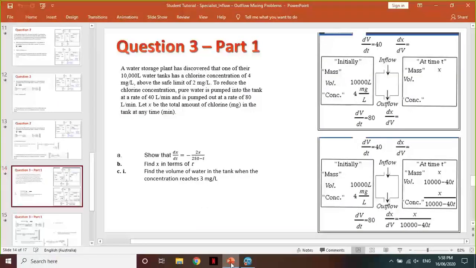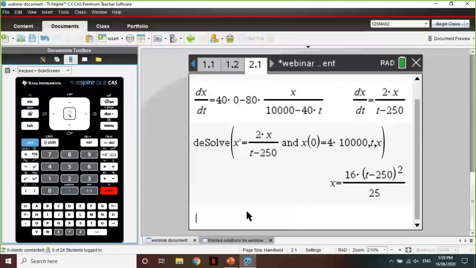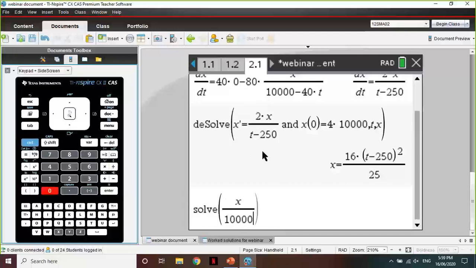Our next one, from here, we want to try and find the volume of the water in the tank when our concentration reaches 3 milligrams per litre. We know from this table the concentration in the tank at any time, which is this expression here. We want this concentration to be equal to 3. So we can solve when our concentration, which was x over 10,000 minus 40t, is equal to 3. Because we don't know what time it occurs, we're solving for t.